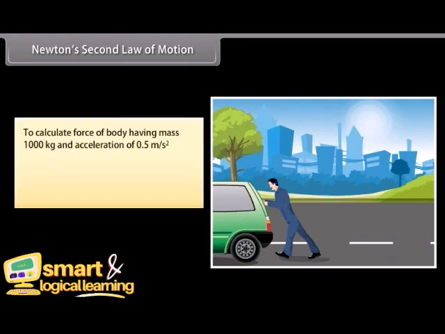To calculate the force on a body having mass 1000 kg and acceleration of 0.5 meter per second square, F is equal to 1000 into 0.5, which is equal to 500 Newton or kilogram meter per second square.